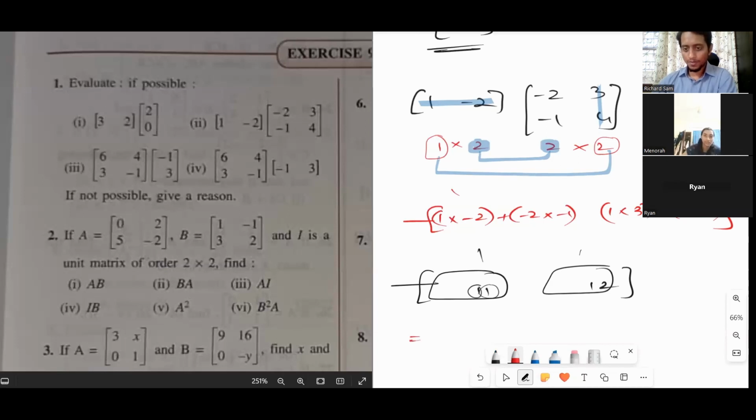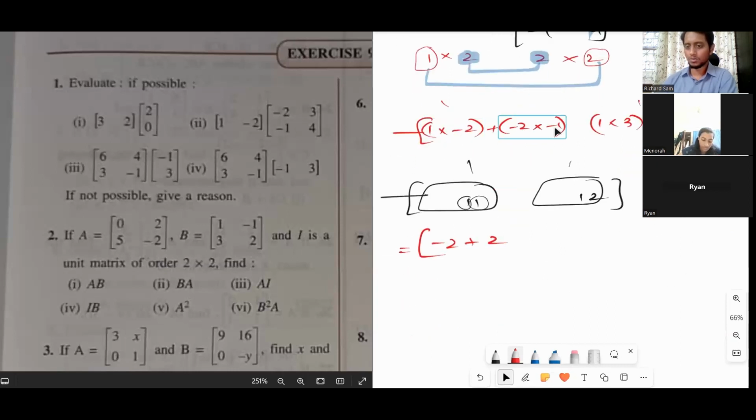Okay. So coming to the first value, 1 into minus 2, that's minus 2, plus minus 2 into minus 1 is 2. We can write that extra step also. So that's minus 2 plus 2, which is 0. And the next one is 1 into 3, that's 3, plus minus 2 into 4, which is minus 8. So 3 plus minus 8 or 3 minus 8, that is minus 5. This is your answer. 0 and minus 5. Is that what you got here?